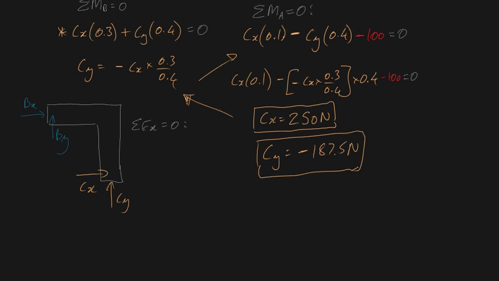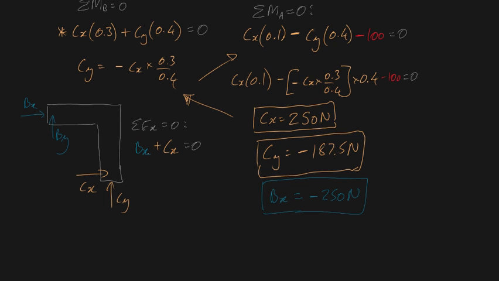From our force balance, we can say that the sum of forces in the x direction is going to be equal to 0. Therefore, we can say that Bx, it's positive because it's to the right, plus Cx, that's also positive because it's to the right, is going to be equal to 0. Meaning that Bx is equal to minus Cx, so that means that Bx is actually going to be equal to minus 250 newtons. I hope that makes sense, guys.